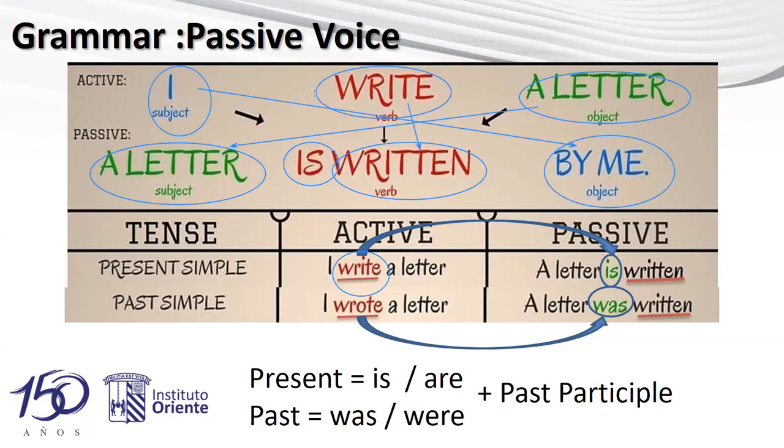Is because a letter is singular. Okay? Now, observe. The letter is. A letter, singular, is. Plural, are. Then, past simple. The past of write is wrote.